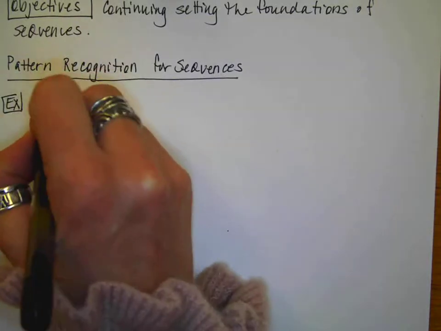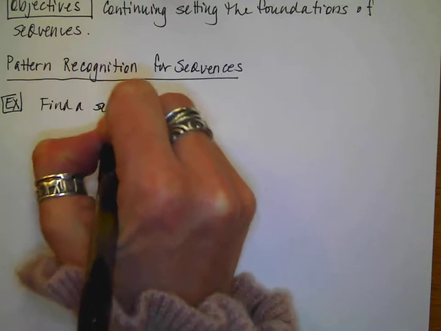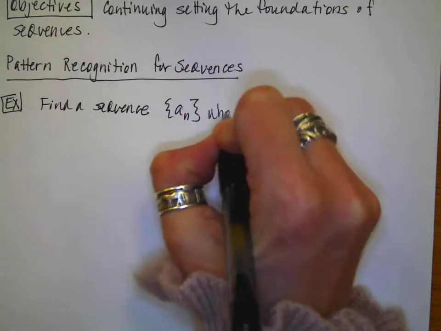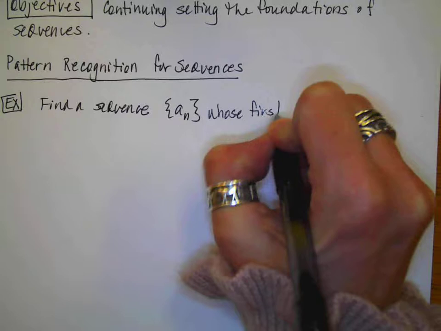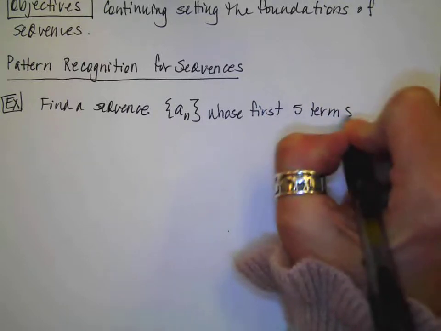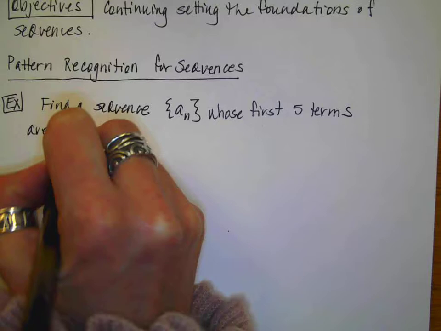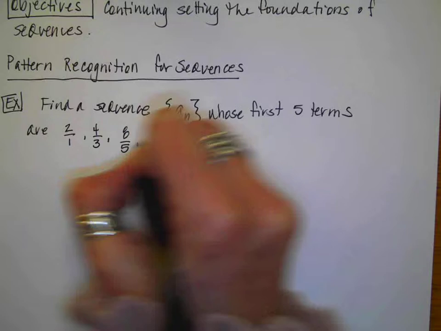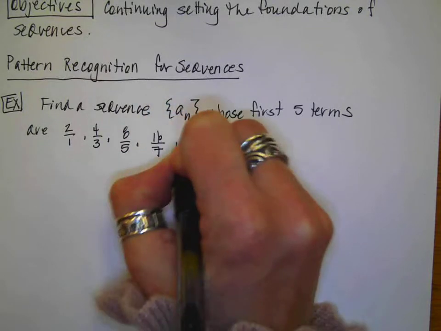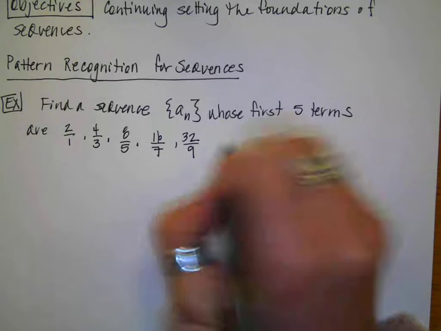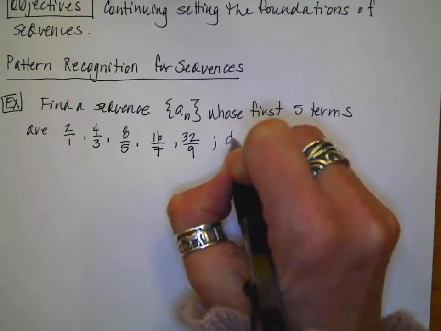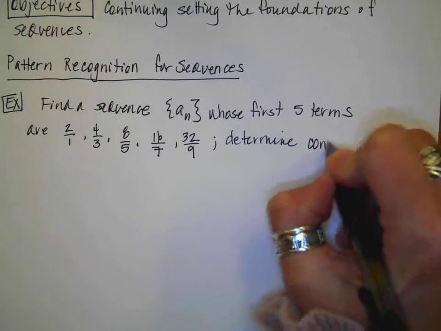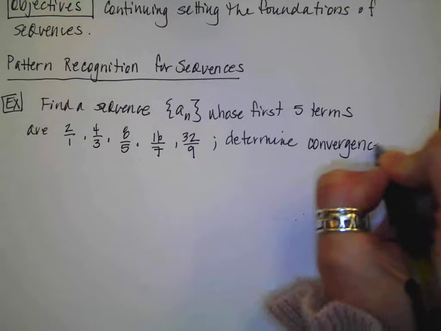So I want to find a sequence, and we're going to call our sequence a sub n, whose first five terms are 2 over 1, 4 over 3, 8 over 5, 16 over 7, and 32 over 9. And then I want to determine convergence.